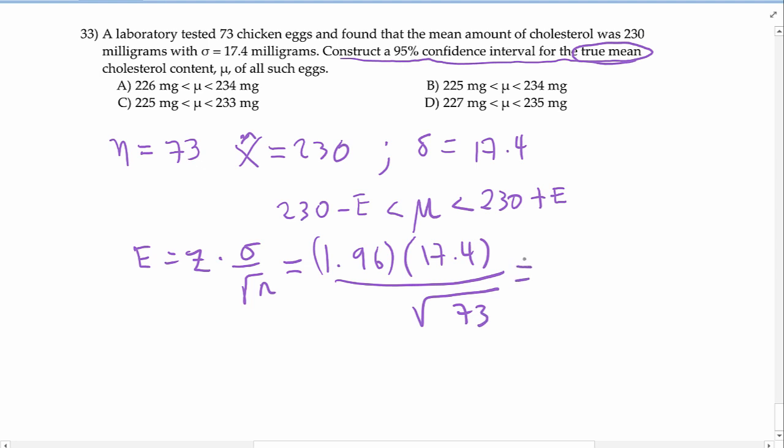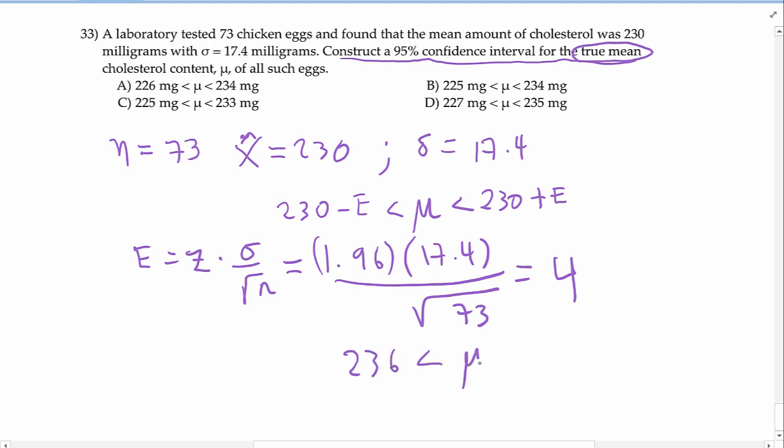So let's calculate this number. 17.4 times 1.96 divided by the square root of 73 got me to be 3.994.